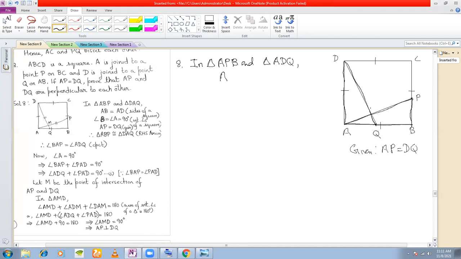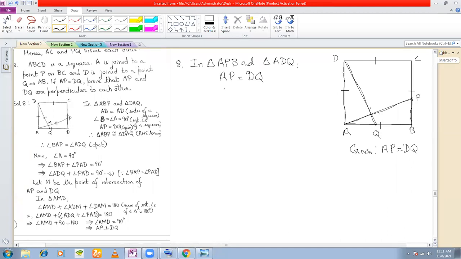Okay. AP is equal to DQ. Fine. These two are the sides. Vertically opposite is also wrong because vertically opposite means we are talking about these two angles. And these two angles are not both angles of the triangle, right? Both these angles are not in the triangle. If you see very carefully, we are talking about two different triangles here. These are not angles of the triangle. So AP is equal to DQ. Okay, this is the first thing we start. Okay, next thing. What can you say? AD is equal to AB.